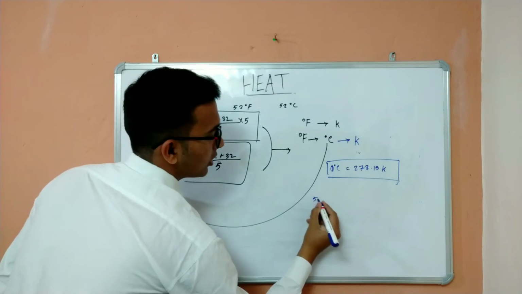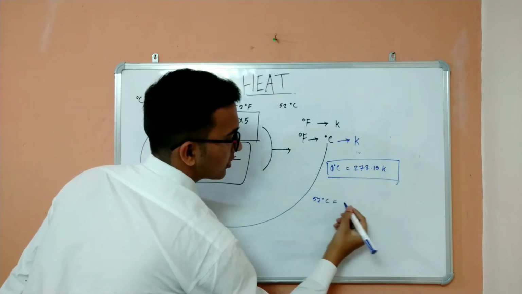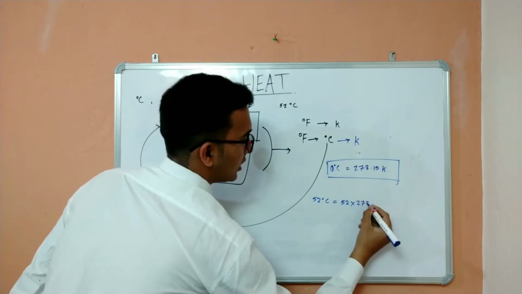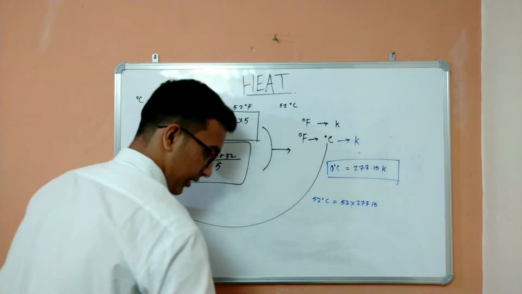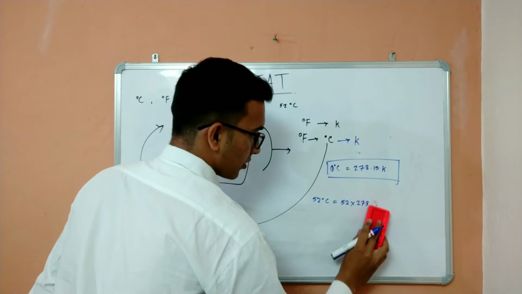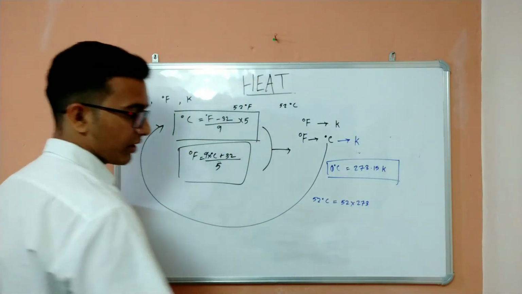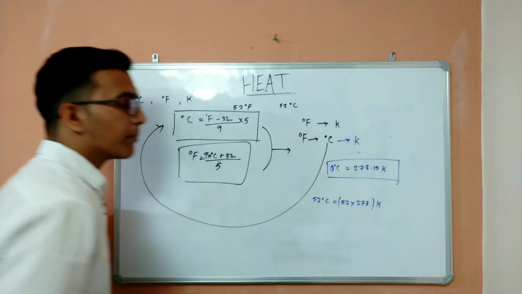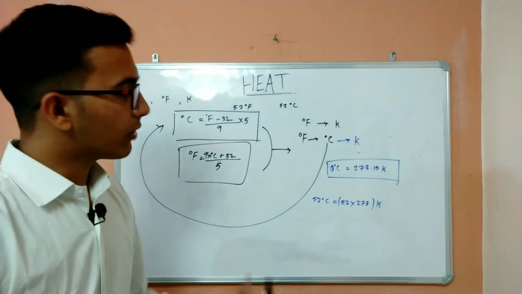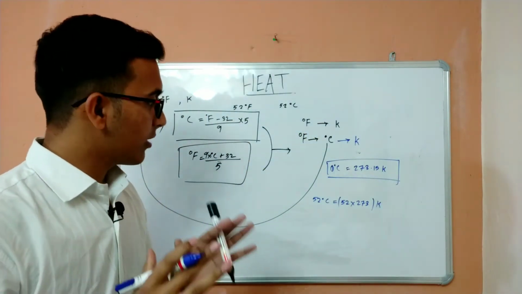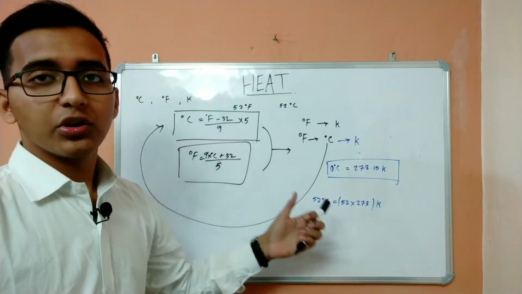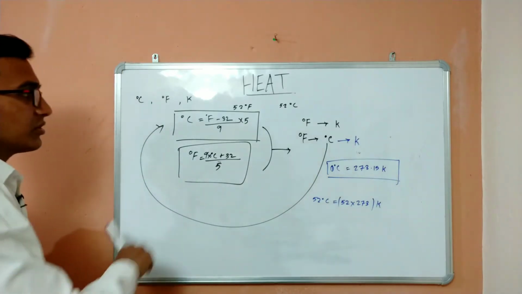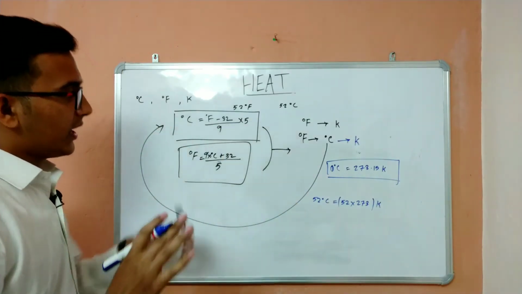So 52 degrees Celsius will be 52 plus 273.15. For now, you can ignore 0.15 and just write 273 Kelvin. But if you want more precise readings, more accurate solutions, then you also have to use 0.15. Do not forget that. So these are the relations.